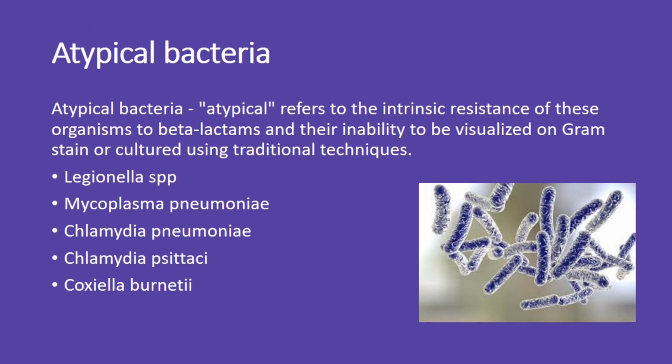Now let's talk about the atypical bacteria, the rebels of the microbial world. They don't play by the rules, showing intrinsic resistance to beta-lactams and giving gram stains and traditional culture techniques the cold shoulder. First up, we have Legionella spp, lurking in water sources and causing trouble. Then there's Mycoplasma pneumoniae, the sneaky culprit behind a good chunk of atypical pneumonia cases. Don't underestimate Chlamydia pneumoniae and Chlamydia psittaci either. They can stir up trouble in the respiratory tract. Last but not least, Coxiella burnetii, the agent responsible for Q fever, is also on the list of atypical troublemakers.